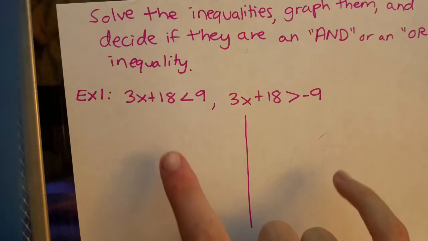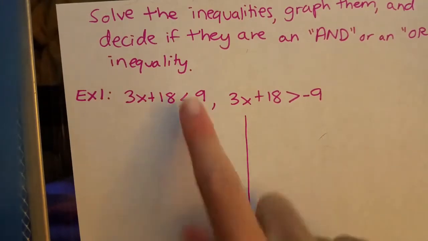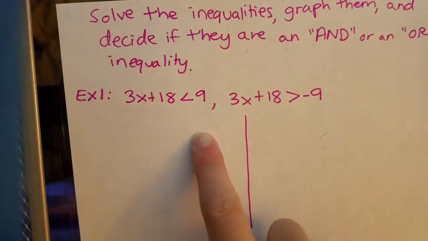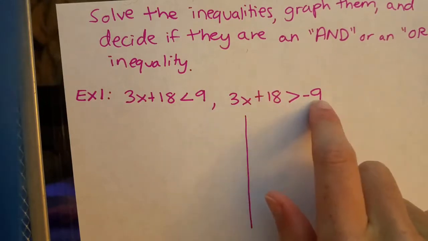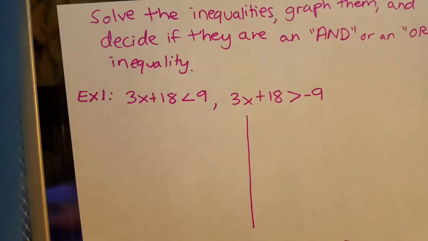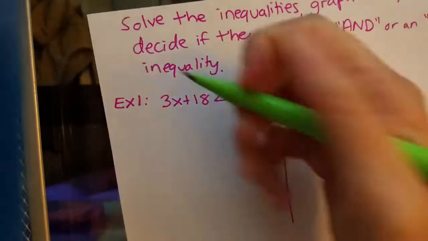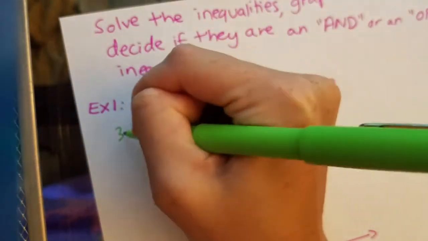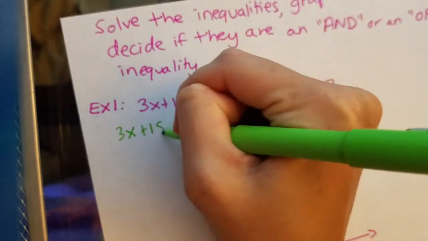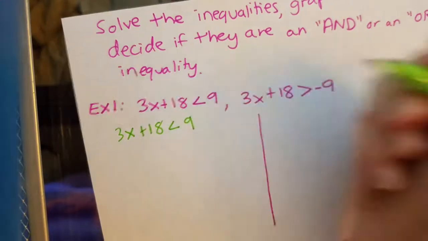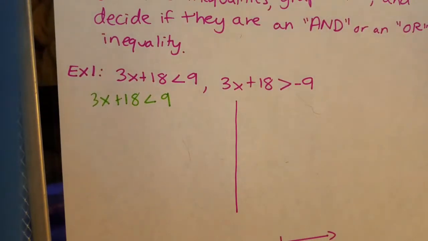So let's get going. I like to keep my work organized, so I'm going to put one inequality on one side of my line and the other inequality on the other. And I'm going to put them in different colors just to make it easier for you guys to see. So that's on one side and the other will be on the other side.